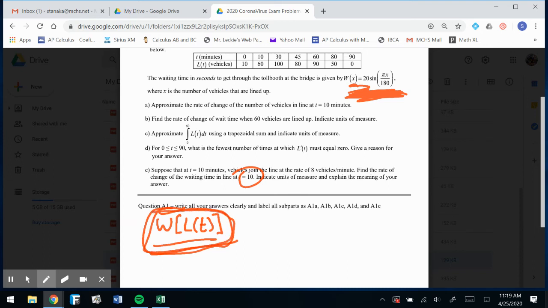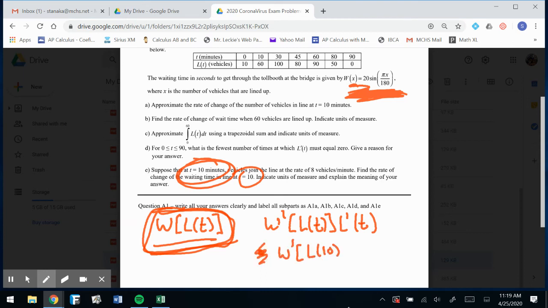How do I find the derivative of that? We use the chain rule, right? We take the derivative of the outside first. So it's going to be W prime, don't you dare touch the inside. Then you take the derivative of the inside. And then we're going to do this when t equals 10. So let's do W prime of L of 10, times L prime of 10. If any of you were able to get this one right, I would be ridiculously impressed, because I bet a lot of people did not use the chain rule.